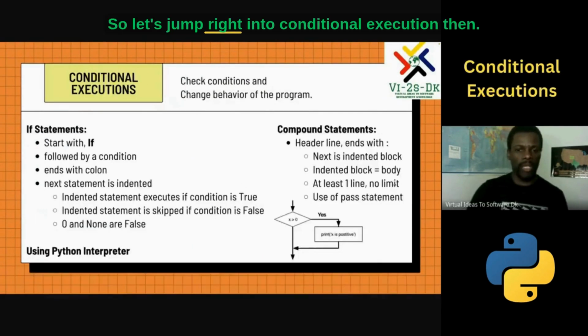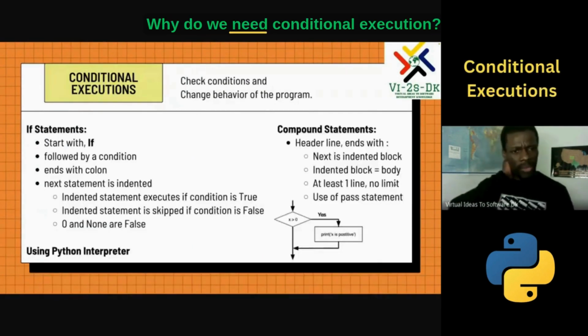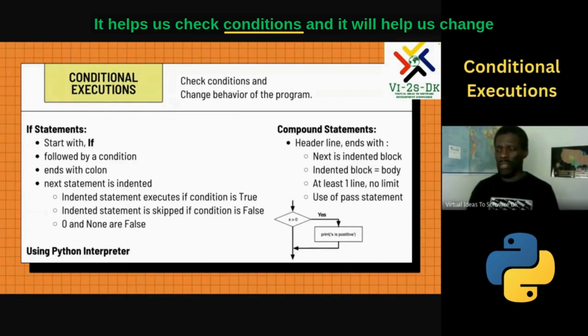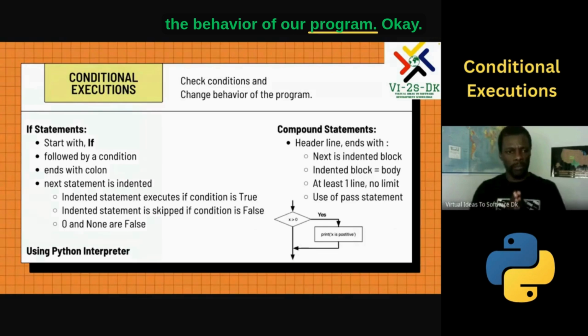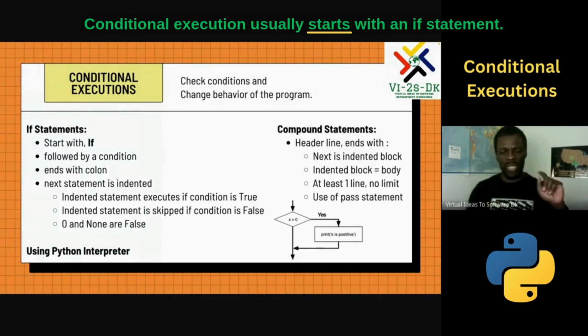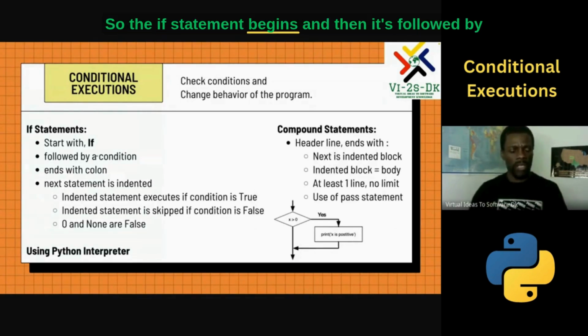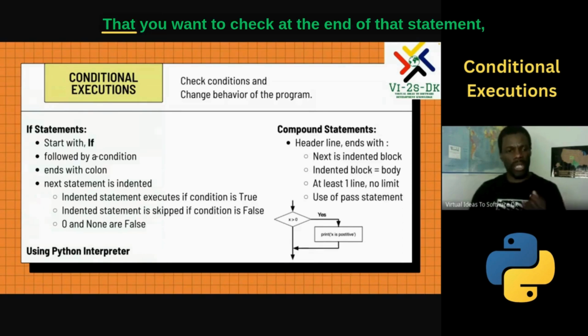Awesome. So let's jump right into conditional execution then. Why do we need conditional execution? It helps us check conditions and it will help us change the behavior of our program. The conditional execution usually starts with an if statement. So the if statement begins and then it's followed by the condition. What condition is it that you want to check?